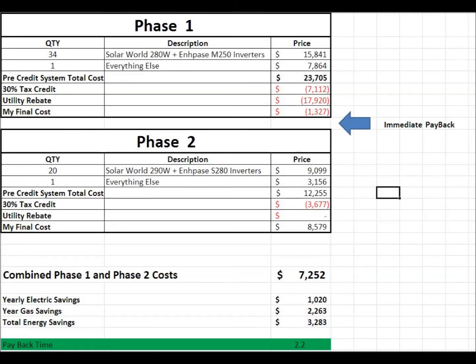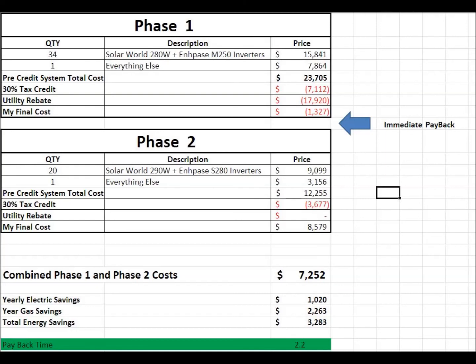All I had to do is basically tap in to the existing system because it was designed to have an upgradable capacity, and that's why my everything else costs, so to speak, are a lot lower than the original everything else cost. So that system pre-tax credit cost me $12,255. I had a 30% tax credit, which took off roughly $3,600, and I didn't have a utility credit, so my final cost for that system was roughly $8,500.